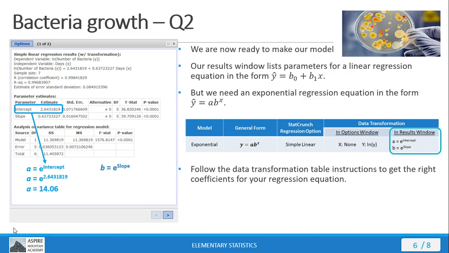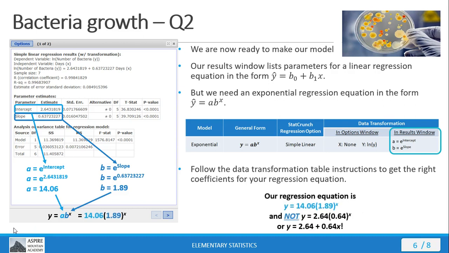We do the same thing for the slope, because notice in the results window, the column for the data transformation table gives us that equation for B. So we do the same thing there. Take that slope value from our parameter estimates table, stick that in for the slope, and we calculate that out, and we get 1.89. So then we plug the A and the B into the general form, and that gives us the regression equation that we're looking for. So our regression equation is y equals 14.06 multiplied by 1.89 raised to the x power.